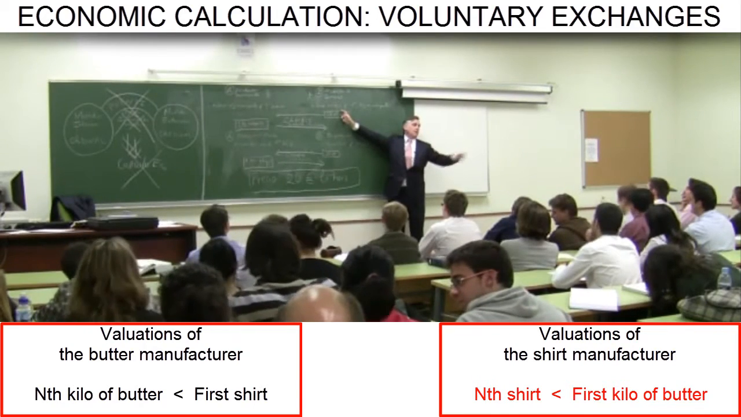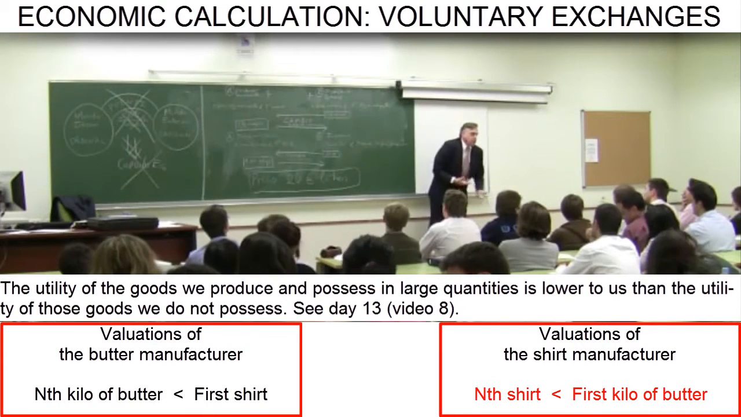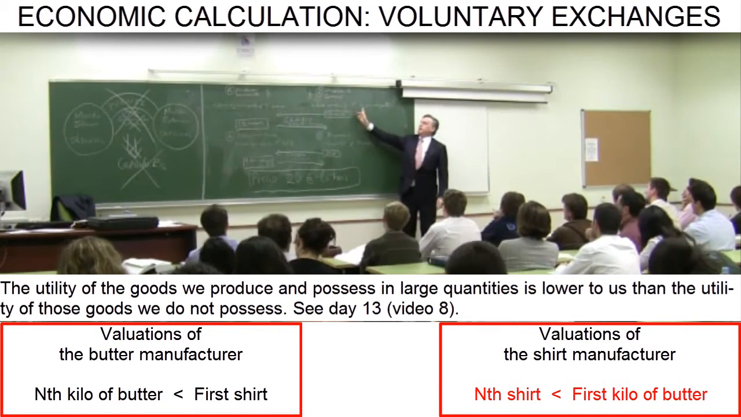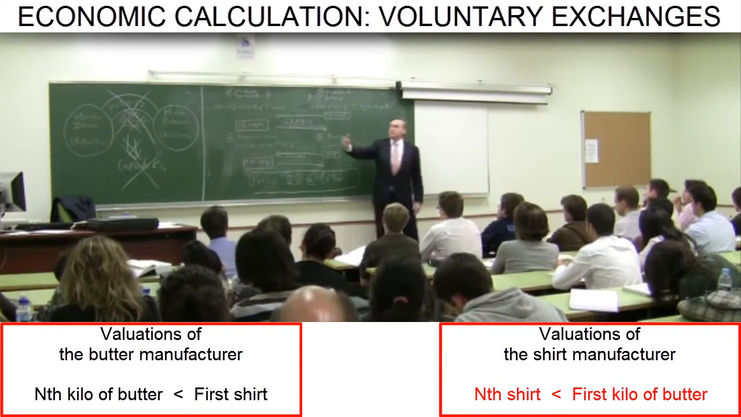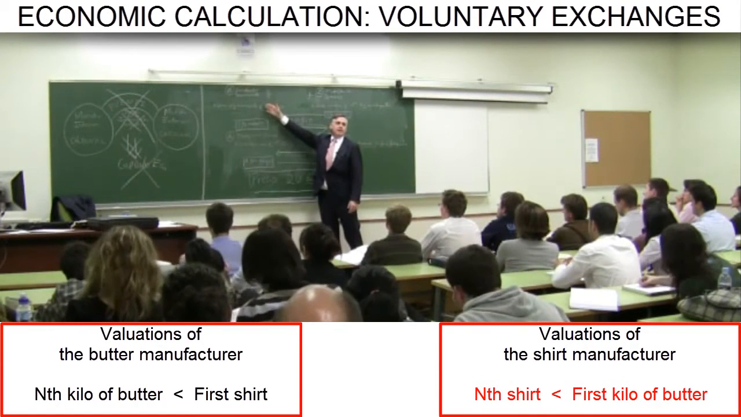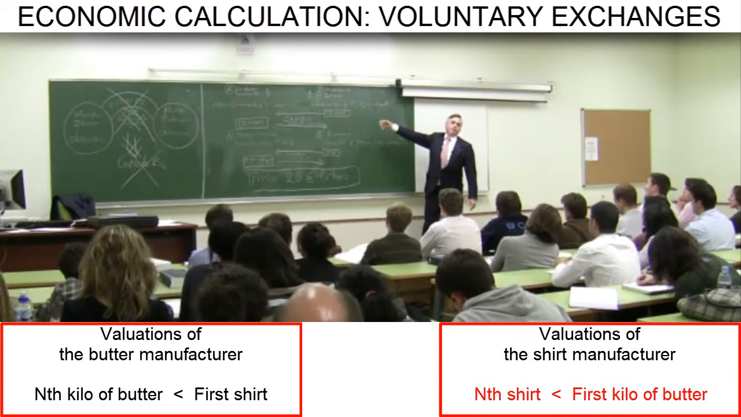Right, Mark? Yes. Okay. Well, of course it's clear that the last shirt is worth almost nothing to him, because he specializes in making shirts. It's the law of marginal utility. However, just the thought of butter makes his mouth water. So, Mark values the last shirt he has much less than the first kilo of butter he lacks.